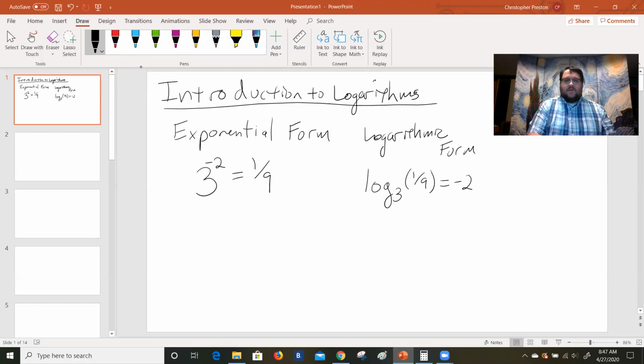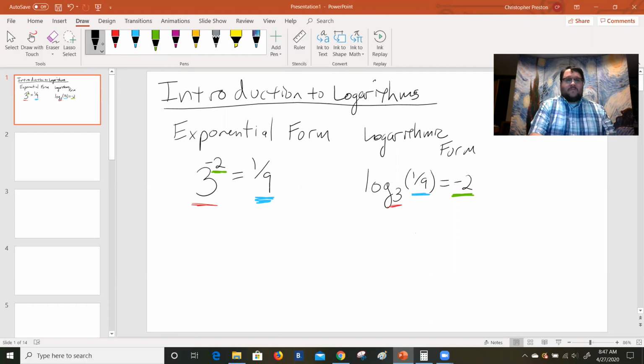So we see that you still have the same base, is the base of the logarithm, but now the answer, the value you're going to get is connected to that. And then the exponent is what the logarithm is equal to. So logarithms are really exponents, a way of describing exponents.